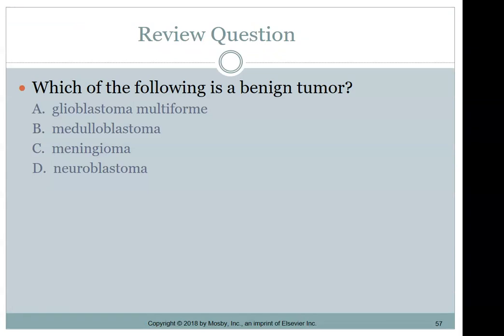Review question. Which of the following is a benign tumor? A, glioblastoma multiforme, B, a medulloblastoma, C, a meningioma, or D, a neuroblastoma? And your answer is C, meningioma.